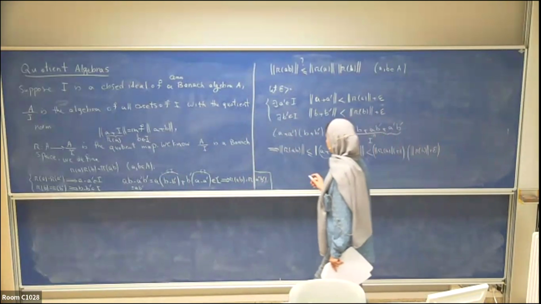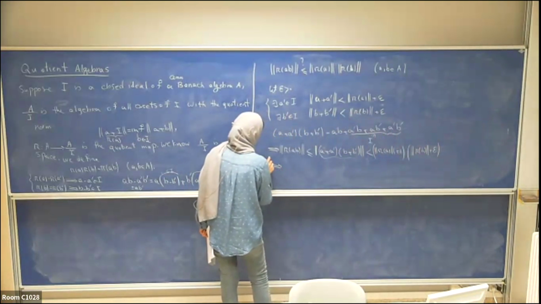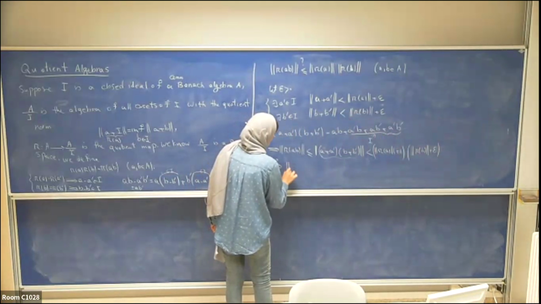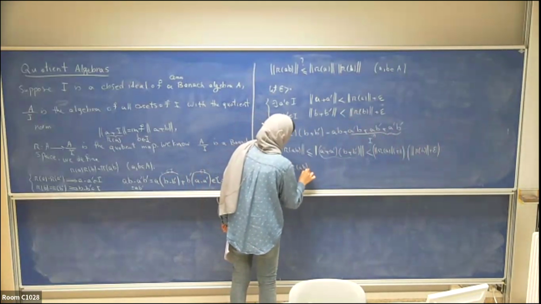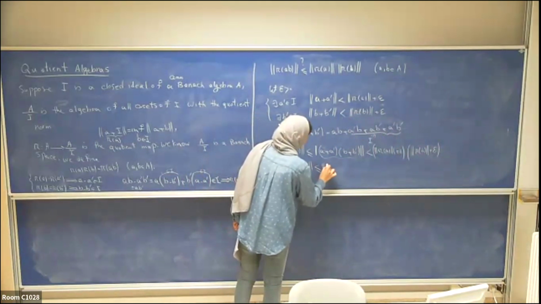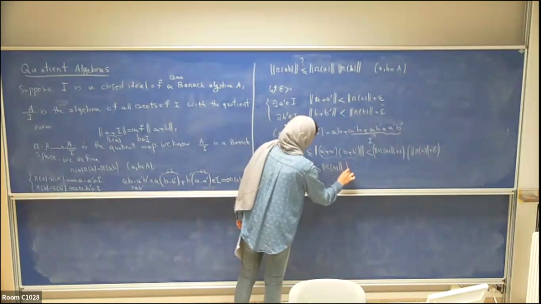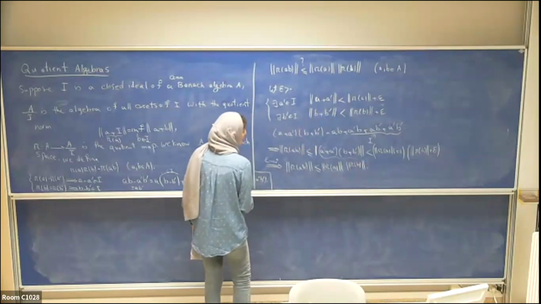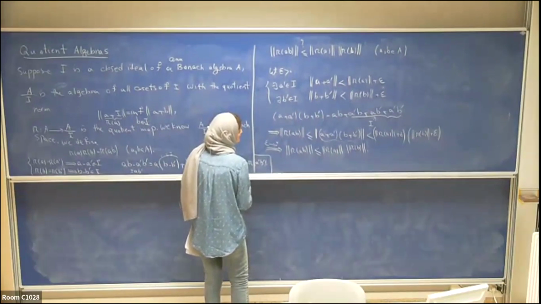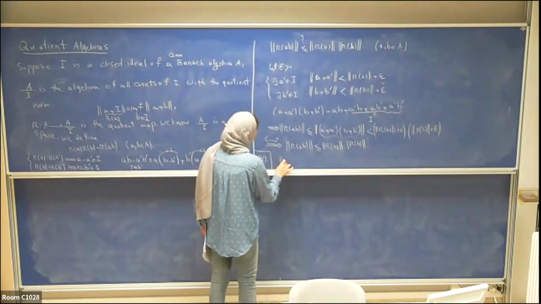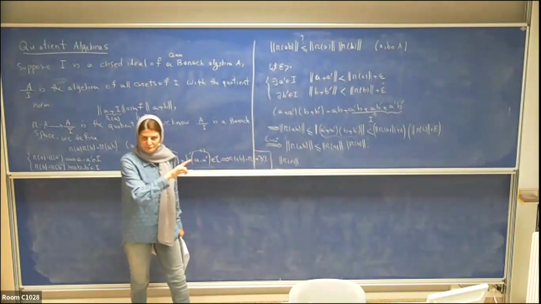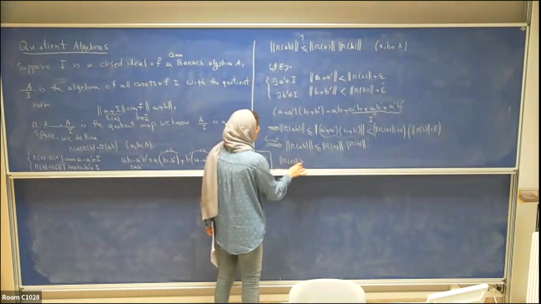And since epsilon was arbitrary, let epsilon go to 0. So we have the norm of P of AB is at most the norm of P of A times the norm of P of B. So we have submultiplicativity of the norm. And also, from this definition, we can say that the norm of P of E is at least 1.